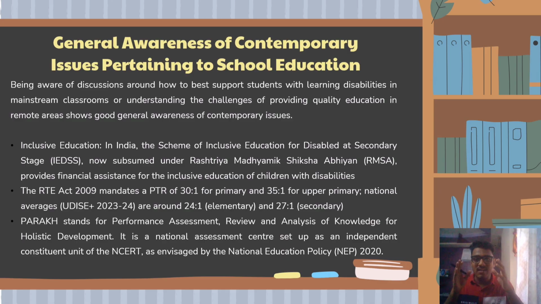This means that every student has the right to have education of middle school. School education is a right of every student. According to the RTE, the pupil teacher ratio, PTR, was 30 is to 1: 30 students in a class with one teacher. But now, currently, in 2023-2024, the PTR has changed to 24 is to 1 for elementary school and 27 is to 1 for secondary school.